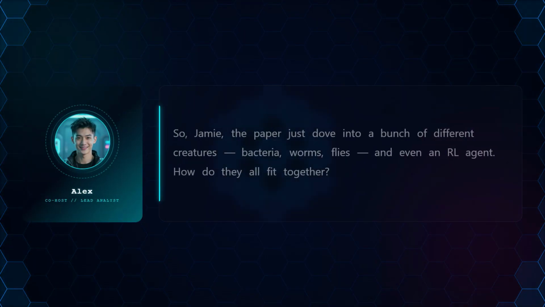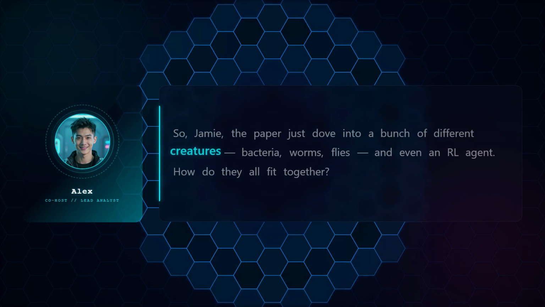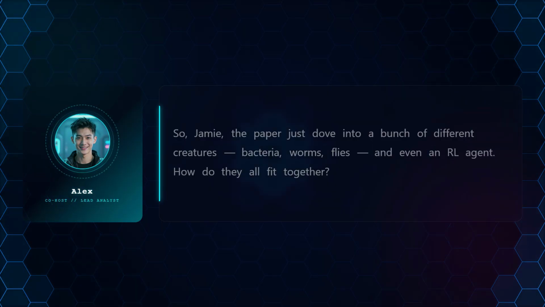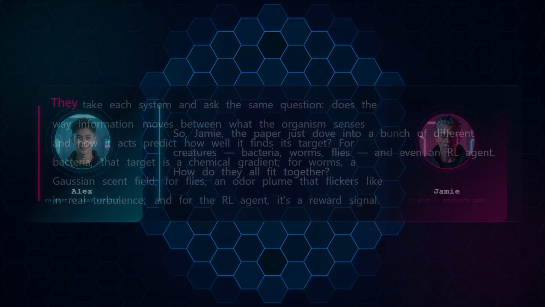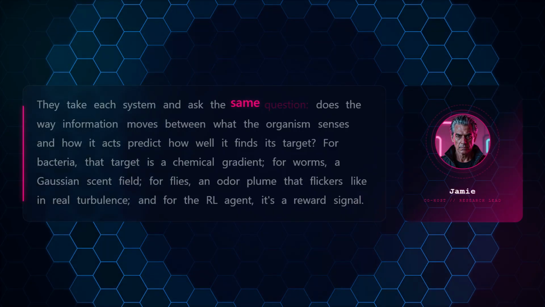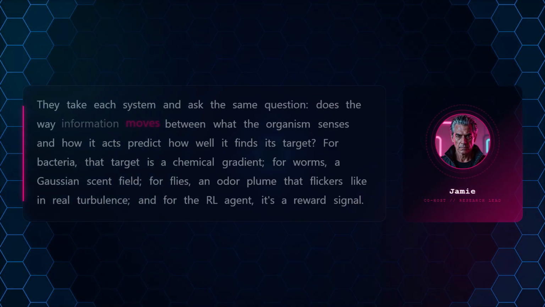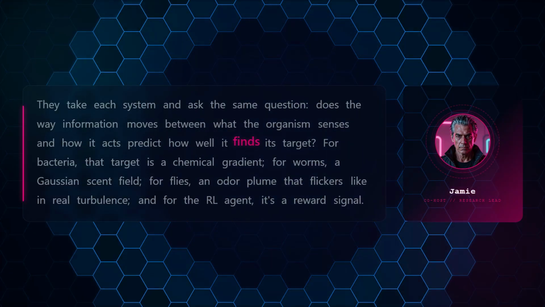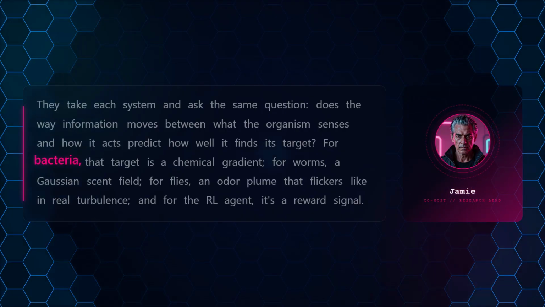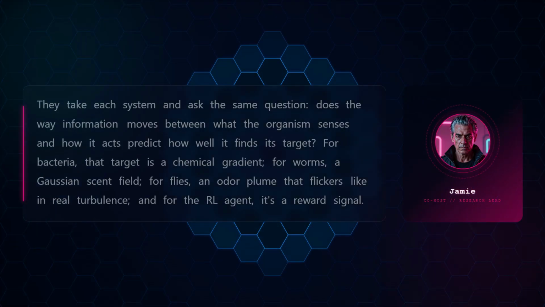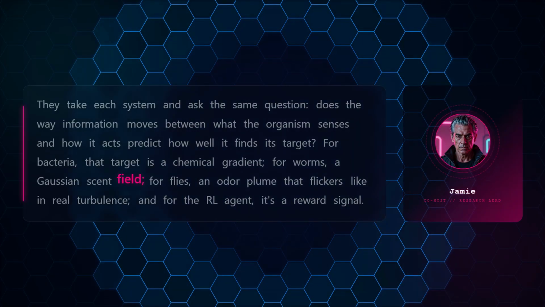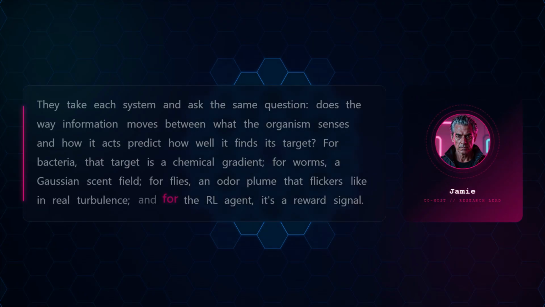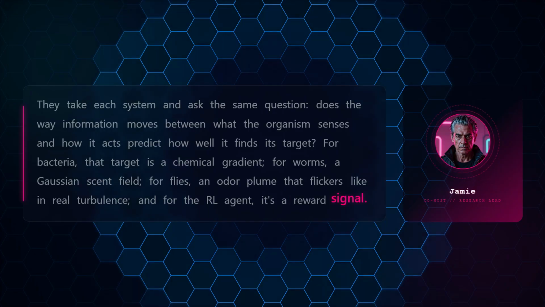So, Jamie, the paper just dove into a bunch of different creatures: bacteria, worms, flies, and even an RL agent. How do they all fit together? They take each system and ask the same question: does the way information moves between what the organism senses and how it acts predict how well it finds its target? For bacteria, that target is a chemical gradient. For worms, a Gaussian scent field. For flies, an odor plume that flickers like in real turbulence. And for the RL agent, it's a reward signal.